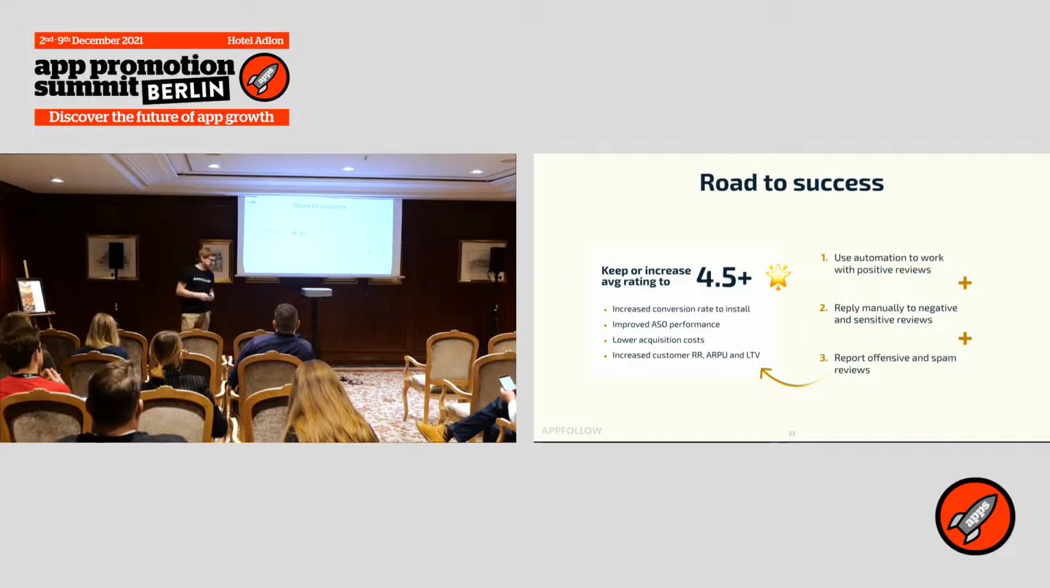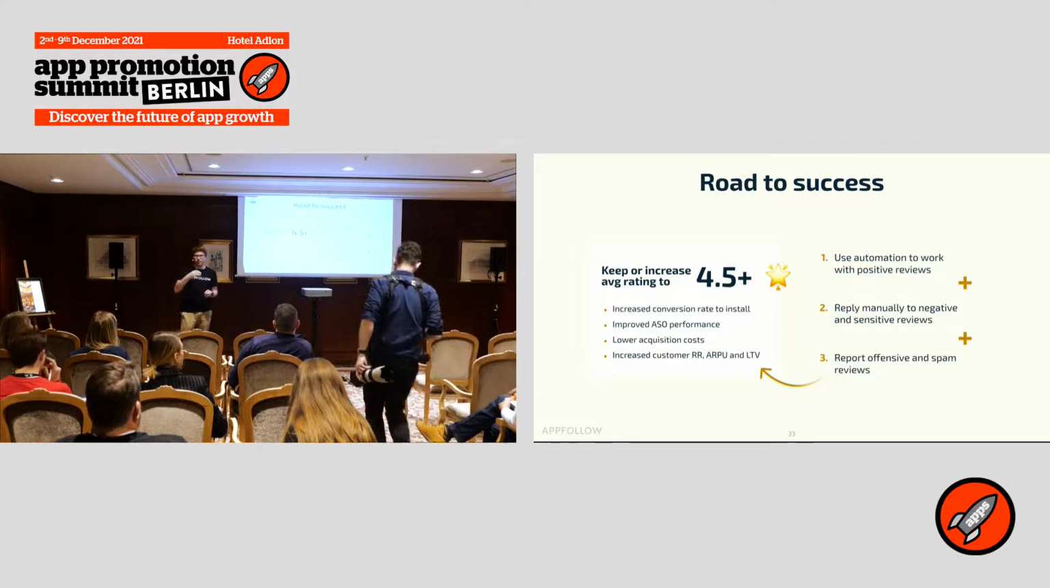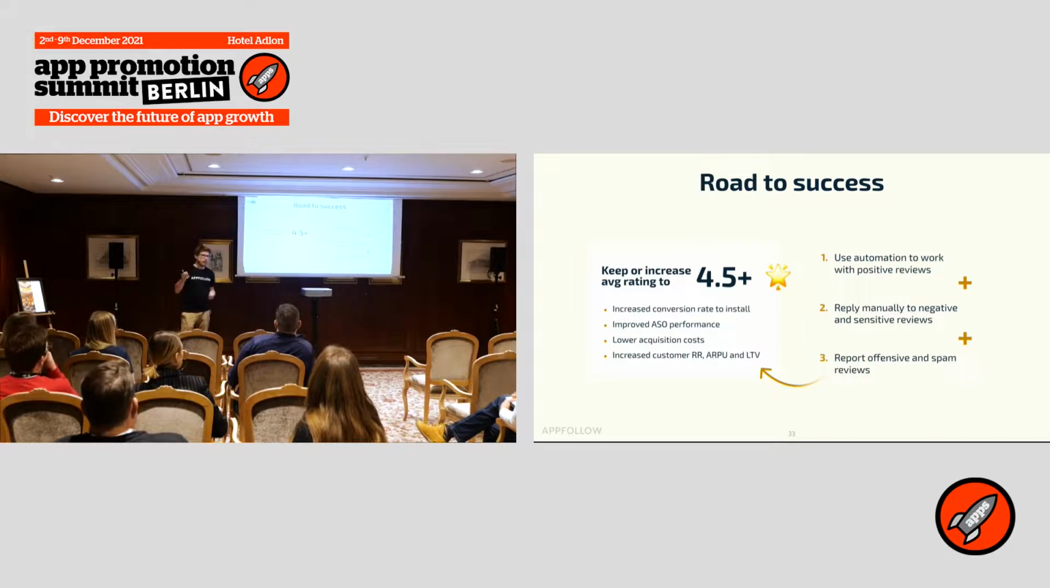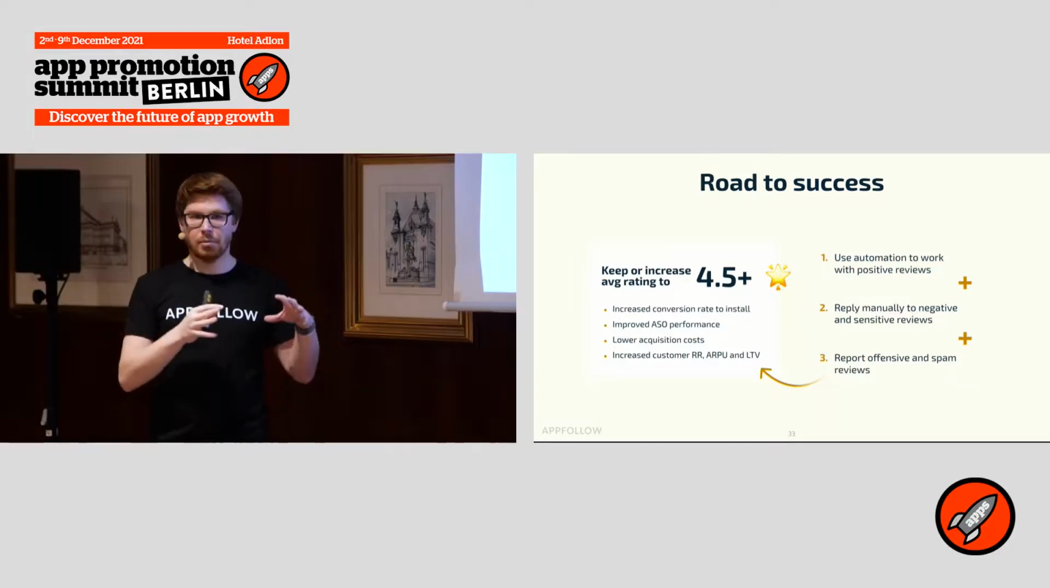So, what can a rating of 4.5 do for your app? First of all, it will increase your conversion rate to install. That means you will get improved ASO performance. You will get more installs. You will get higher positions for keywords. As I keep saying, everything on the app page is connected.